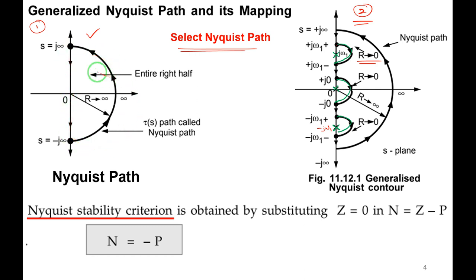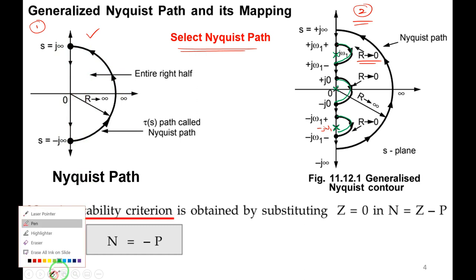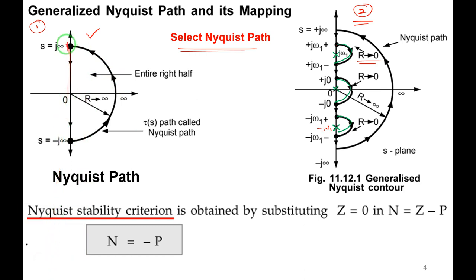And in the Nyquist path, you can observe here how many sections are there. We'll try to analyze. So you can observe here plus j infinity to 0. Let me call this section 1, plus j infinity to 0. From 0 to minus j infinity, section 2. We will divide it into sections, right? From minus j infinity to plus j infinity, third section. In this case, I hope you are getting this, right? How many sections are there?